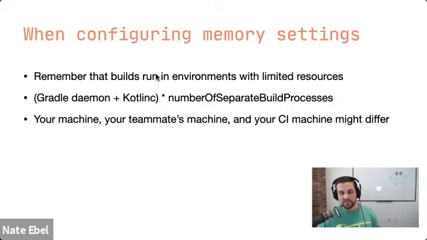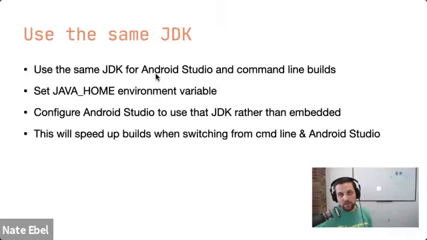When configuring memory settings, it's very important, though, to remember that you are running on environments with limited resources. So you need to be aware of the total memory footprint, being the Gradle daemon memory plus the Kotlin compiler memory, times the number of separate build processes you have going. So you want to be aware of that so you don't request too much memory. Also be aware that your machine might be different than your teammate's machine, which might be different than your CI machine, and you might have to change the memory settings accordingly.